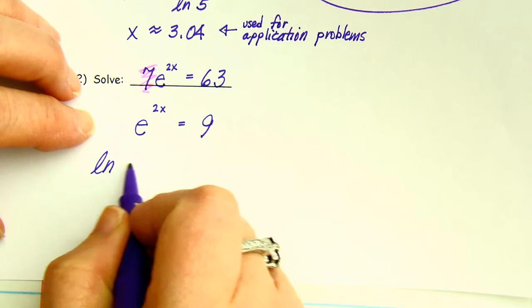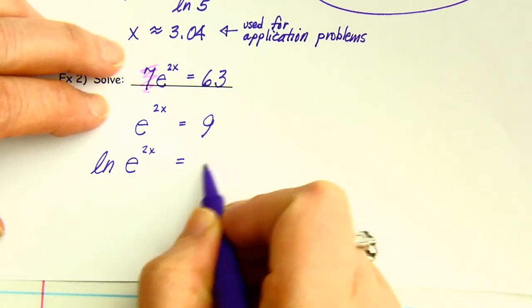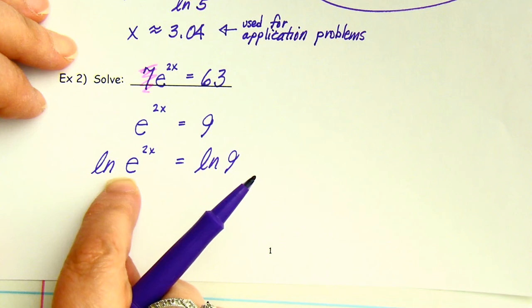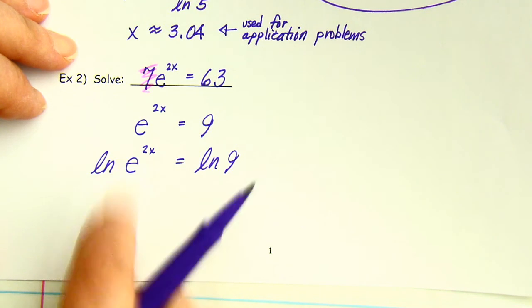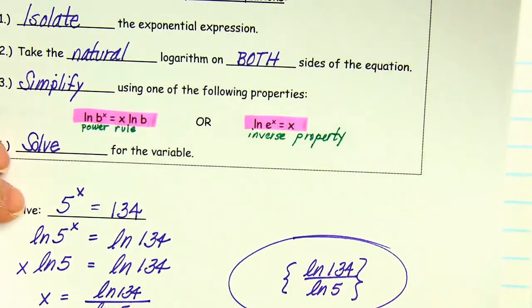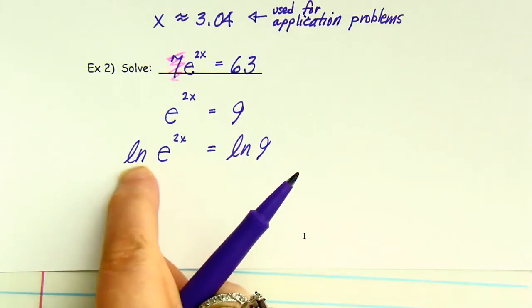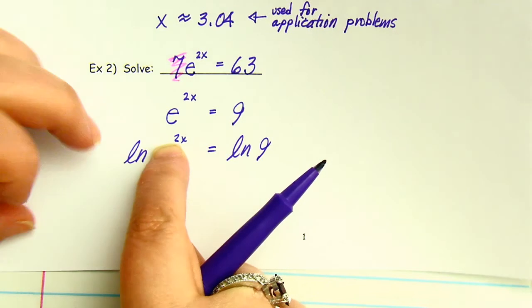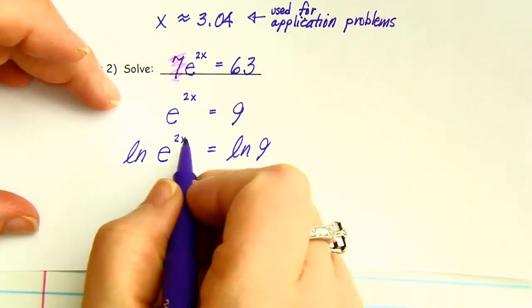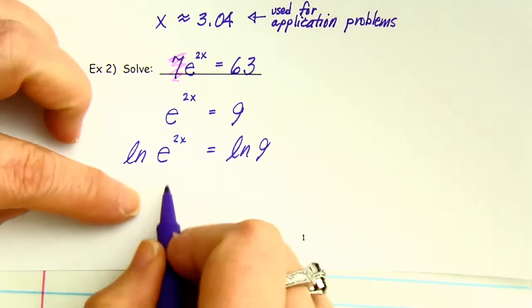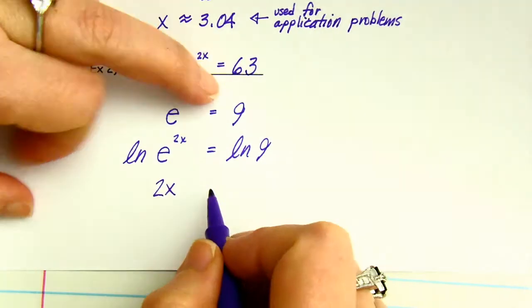Okay, so natural log of e to the 2x equals natural log of 9. What are you going to use next? Well, you could use the power rule, or what's the natural log of e to the 2x power? That's the inverse property that we saw up here. Natural log of e to the x equals x. So it's 2x. But you could use the power rule, put the 2x out front, and then you would have to know that the natural log of e is 1, so that would be 2x times 1. Or why don't you just go right to 2x?